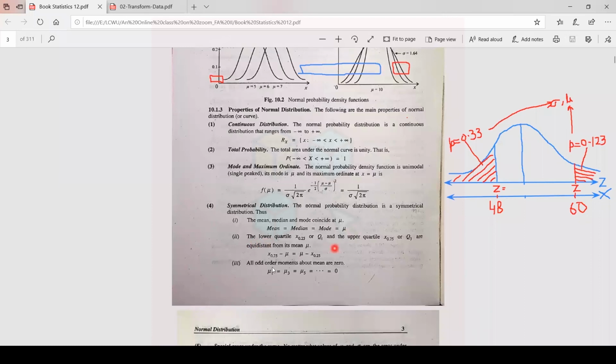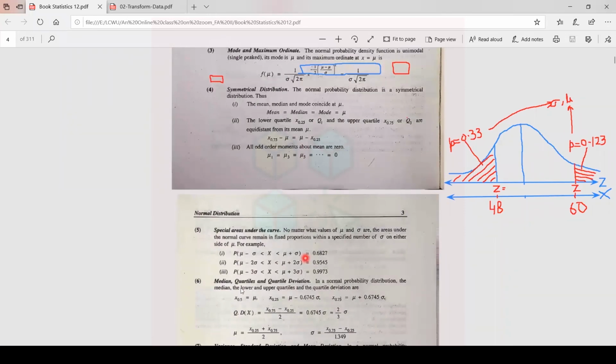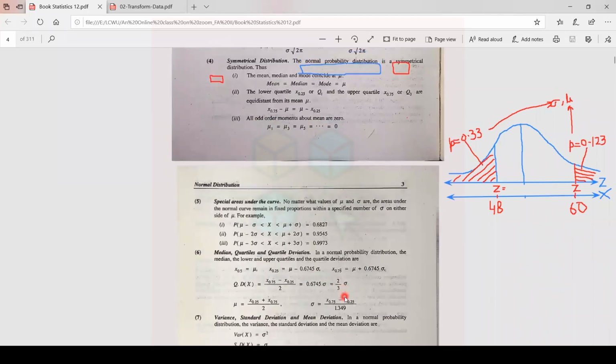The lower quartile is x 0.25, and the upper quartile, that is Q3, is x 0.75. So both are equidistant. Using these properties, x 0.5 is equal to mu, and x 0.25 is equal to mu minus 0.6745 sigma to obtain the first quartile. For the third quartile, use this expression. For quartile deviation, use this expression, which is equal to 0.6745 sigma, or 2 by 3 sigma, both. You don't need to use the two quartile expressions, only the quartile deviation is required. So use this expression.